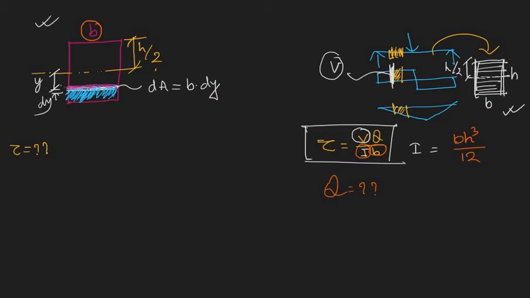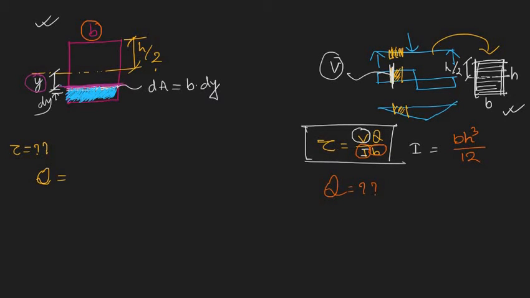Any confusion? We are considering the shear stress at this level at a distance of y from the neutral axis. So the whole area at the bottom of this level is considered for this shear stress. Now we have to calculate Q for this particular portion. Okay, now what is the formula for Q?